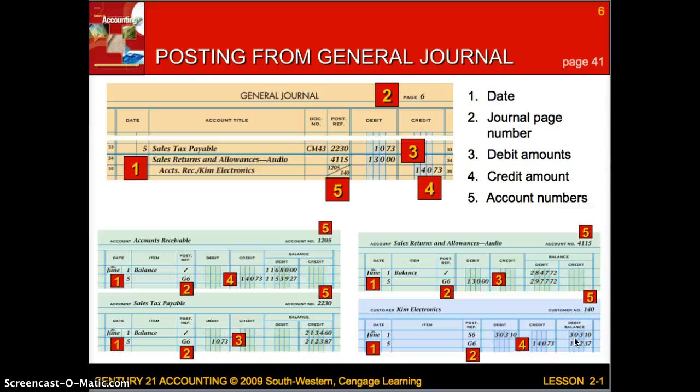Then when we post from a general journal, you guys know how to do this, you've done it a lot of different times, but things that I want to point out, again, are your date. Your journal page number would be G6. Your debit amounts would go here. Your credit amounts would go where you need those, and then your account numbers, make sure that you're bringing those account numbers back in. Remember, if there's a slash between accounts receivable and the person's name, you need both your accounts receivable post reference number and your Kim Electronics or the person's account number here.